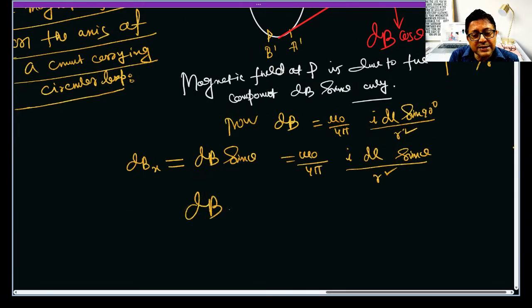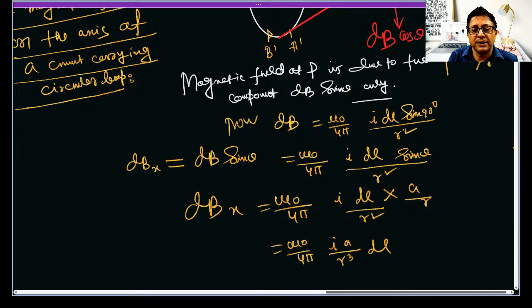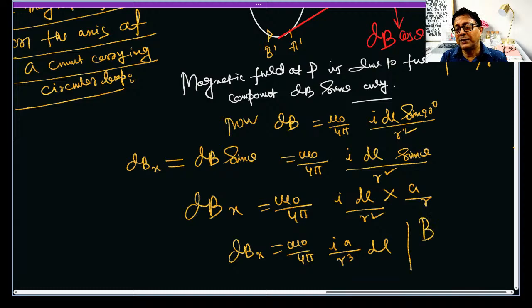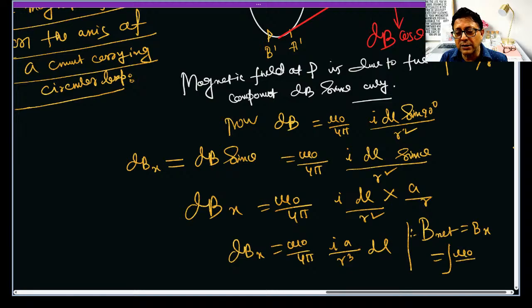So dBx equals mu0 by 4 pi I dl A by R, and this is R square. So mu0 by 4 pi I A by R cube dl is dBx. Only dBx exists. So B net is equal to Bx. That is obtained by integrating this expression over the whole loop.